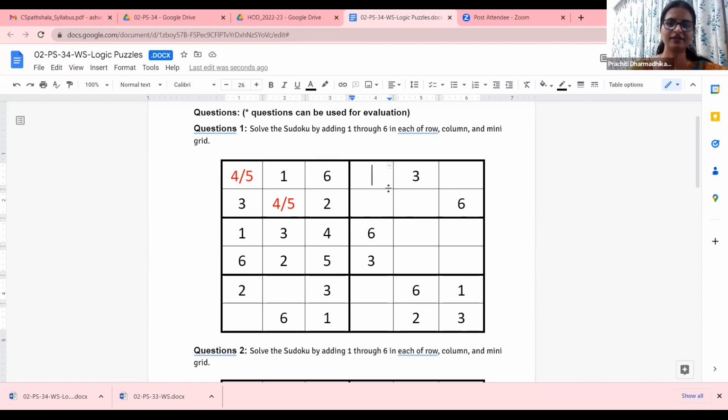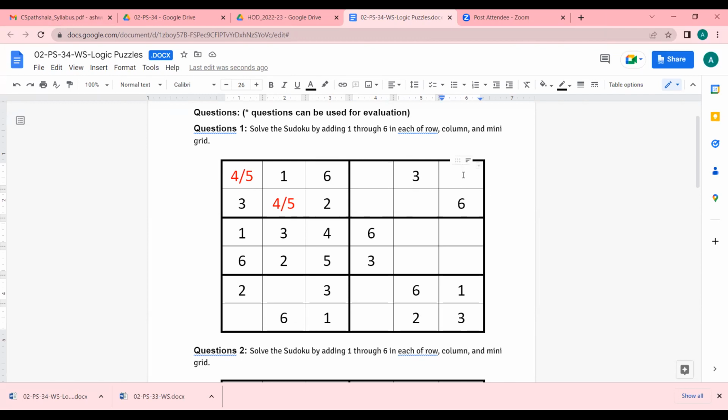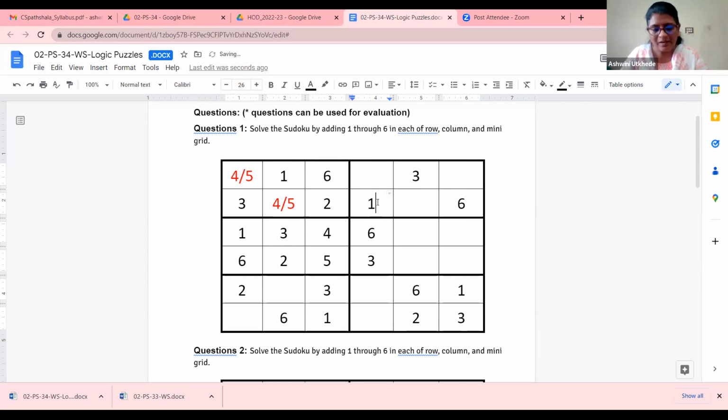Can we have 1 here, teachers? No, ma'am. Okay, 1 cannot be placed here. Can I write 1 here? No, ma'am. Can 1 go here? Yes, ma'am. Okay, now tell me the position for 2.